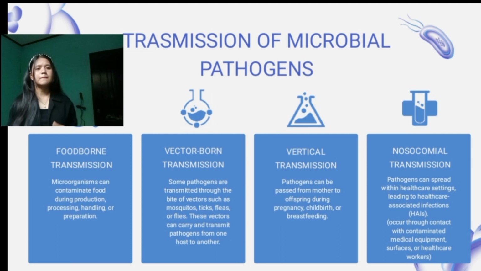First, pregnancy. Pathogens can pass from the mother to the fetus through the placenta, the organ that provides nutrients and oxygen to the developing baby in the womb. Second, childbirth. During the process of giving birth, the baby may come into contact with infectious agents present in the mother's birth canal or genital tract.